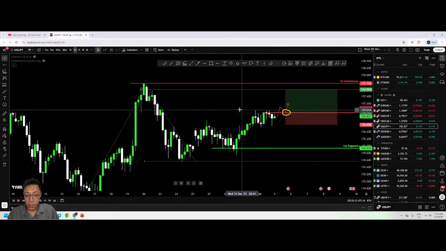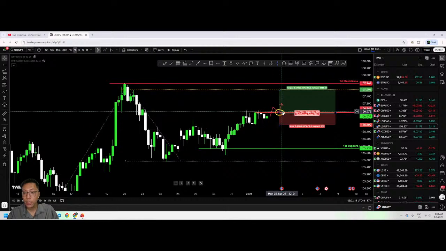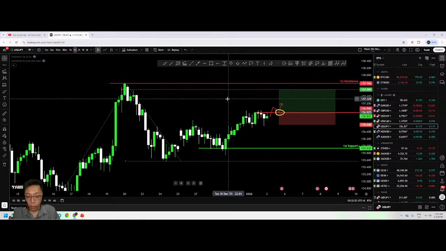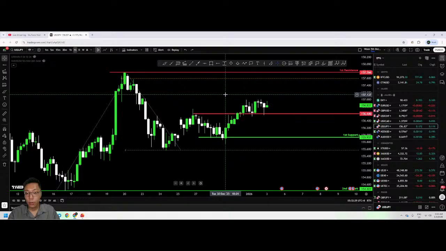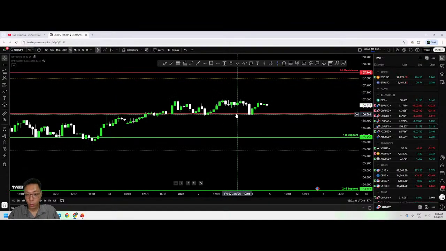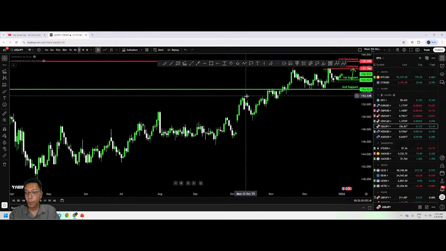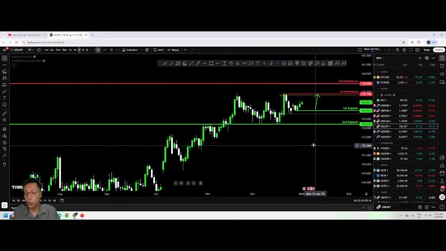But let's see if price is able to break past this resistance level and retest, then you shall enter. If not, then stay out of USD JPY for now. Let me just delete this, go back to daily. So this is what I am actually looking at.